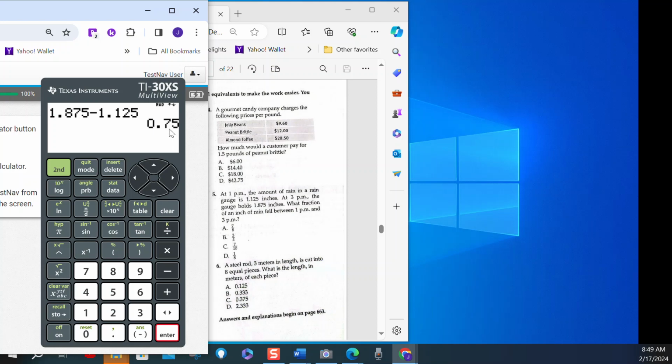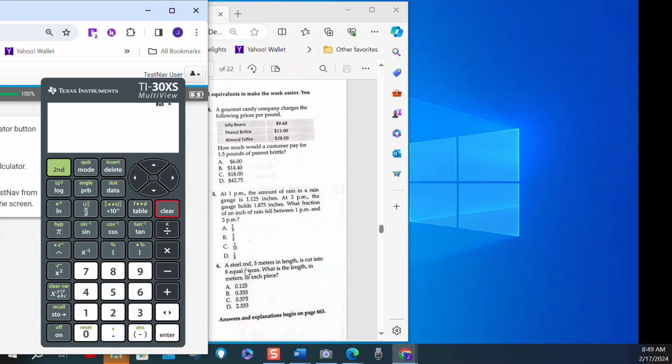Now, to get the fraction from the decimal, you will press second, and then you'll press this key right here, this table key. So this is telling you that we're going to take this and make this into a fraction. And we'll press enter, and it gives us 3/4, which is B. So your answer here would be B. Now, we press clear. Now we go to number 6.